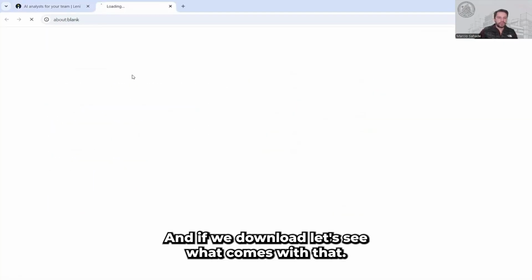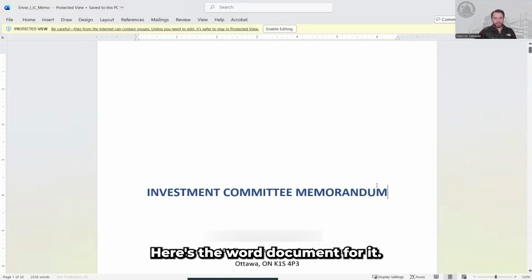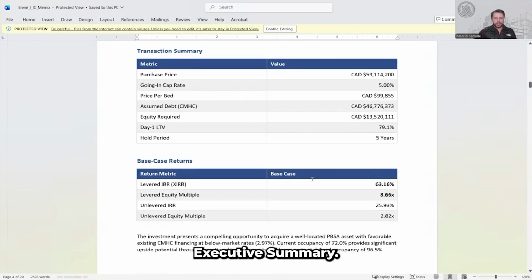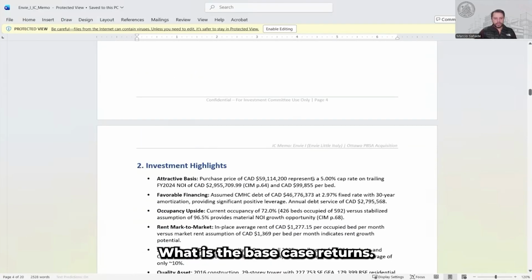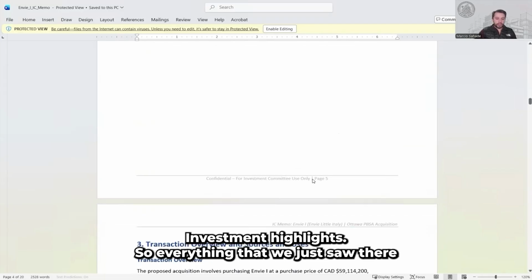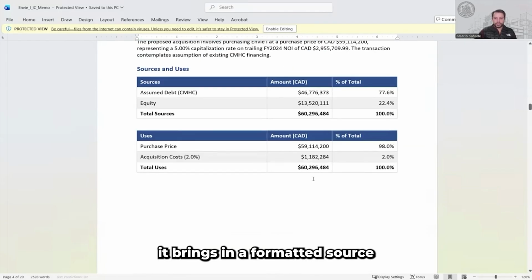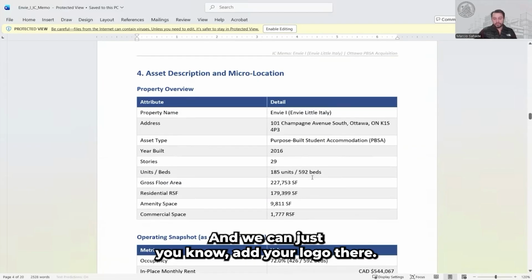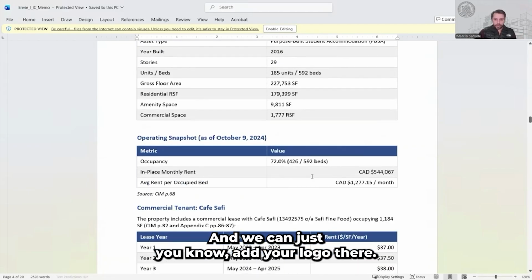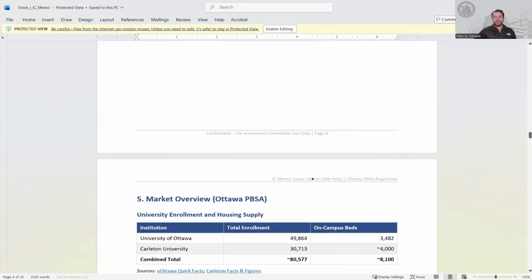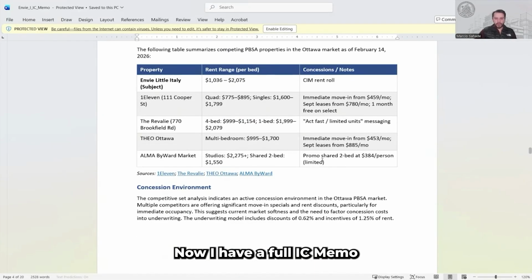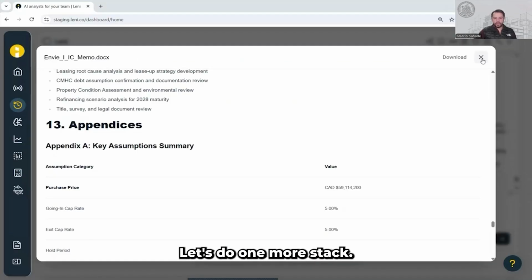And if we download, let's see what comes with that. Okay, here's the Word document for it. Here we go, executive summary. What is the base case returns, investment highlights. So everything that we just saw there, it brings in a formatted source in Word, and you can just add your logo there. Okay, great. This is super interesting. Now I have a full IC memo, and let's do one more step.